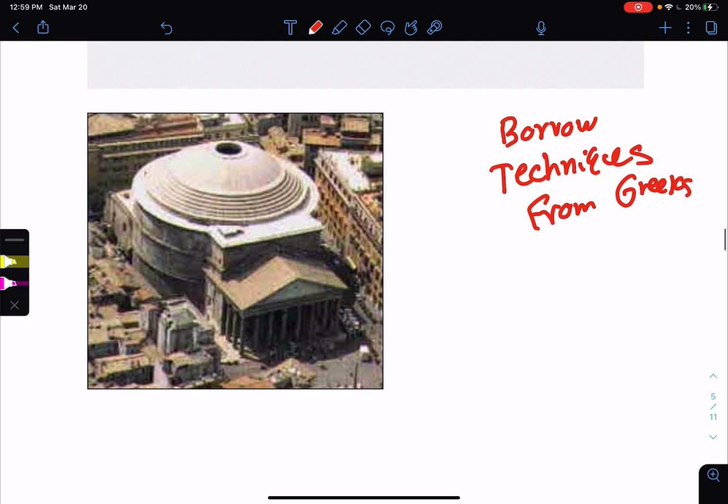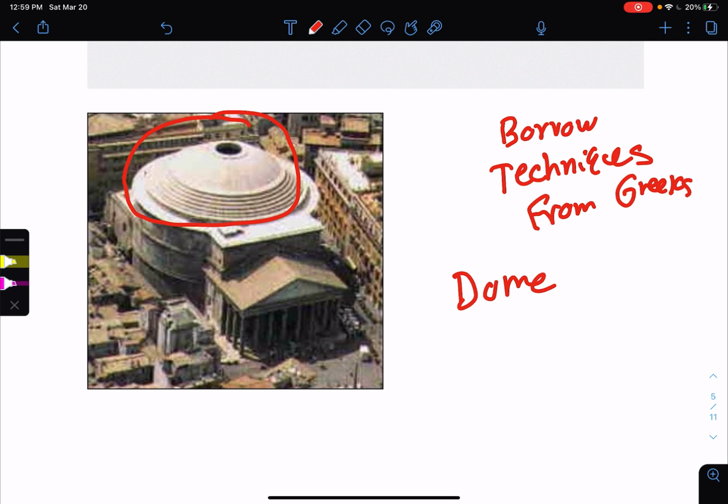The big thing that they developed was this use of the dome. Okay, a dome is like a roof. It looks like a semicircle. It doesn't have to necessarily be that semicircle, but this is their big contribution. The Romans developed this idea of the dome.